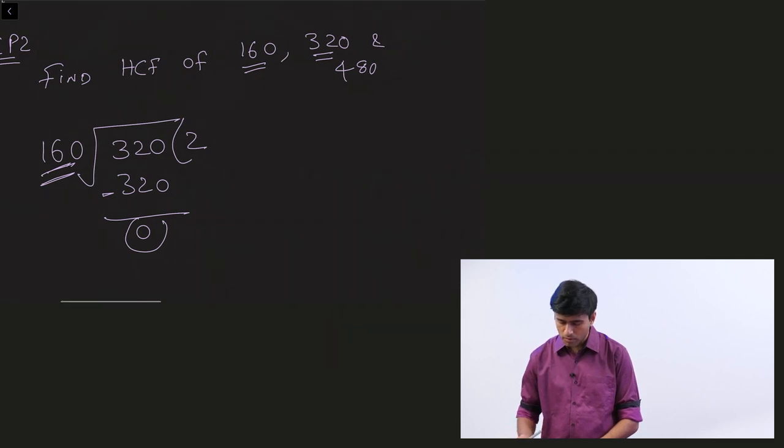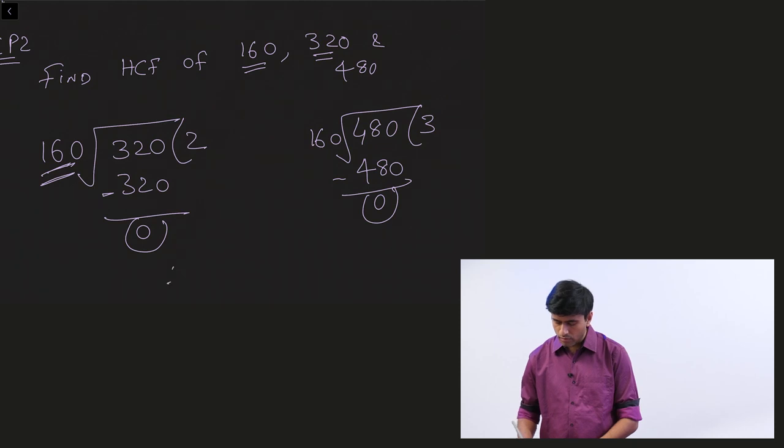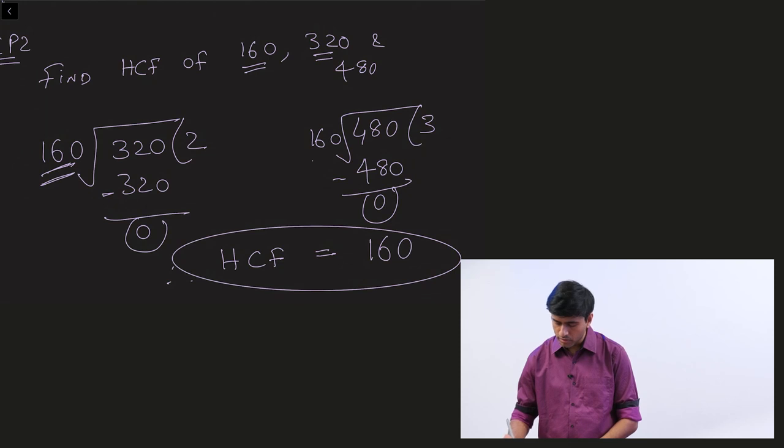Now step 2 is where you divide the last number, 480, by 160. It goes 3 times, 480, 0. Therefore the HCF of those three numbers is 160. This is how you get the 160, because the last divisor is 160.